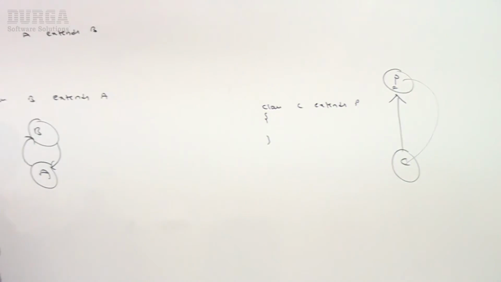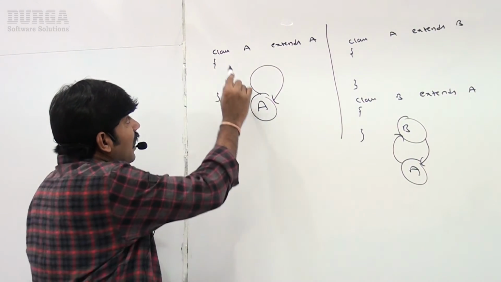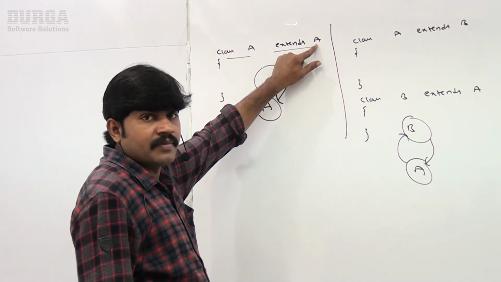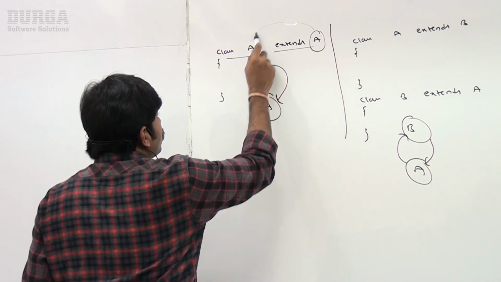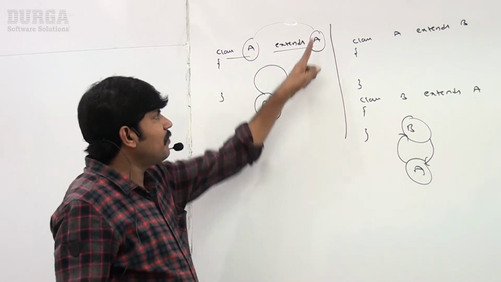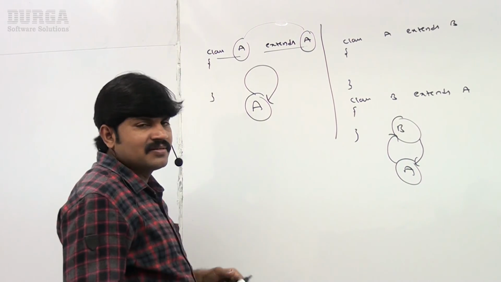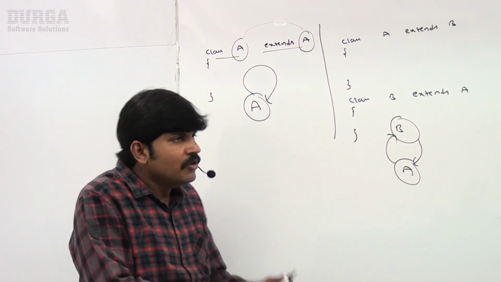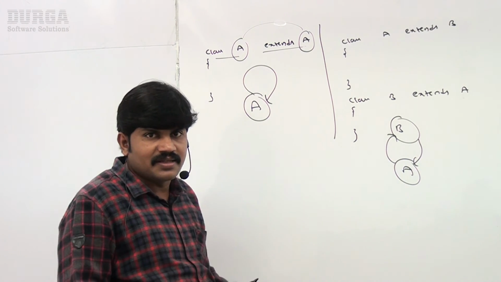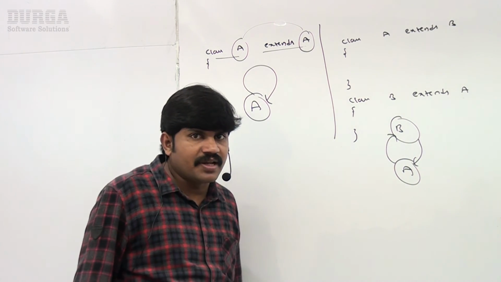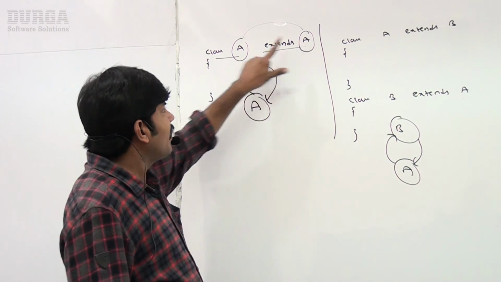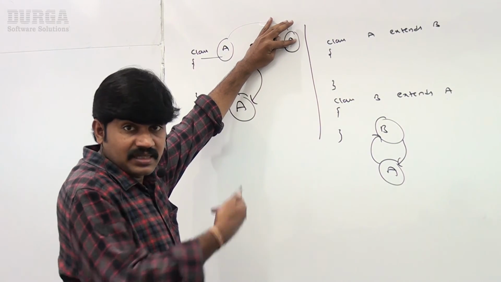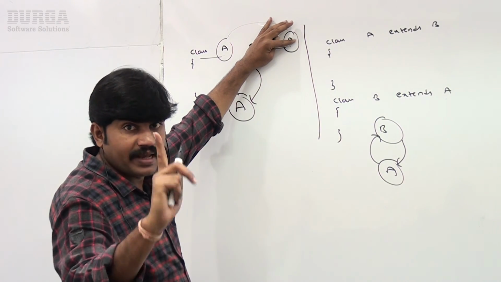Now observe, in this case, class A extends A. Sir, all members of A, I want in A class. But all members of A are already available in the A class, so why are you writing like this? Immediately we are going to get a compile time error. The members of A are already available inside A, so why are you taking this? It is unnecessary extra code. That's why the compiler won't accept it.